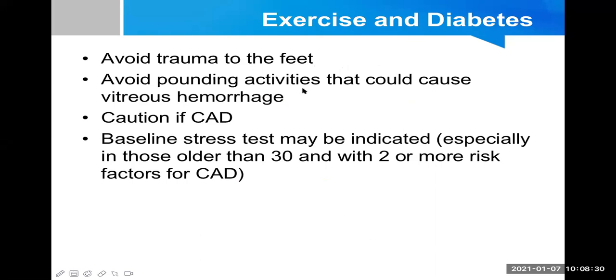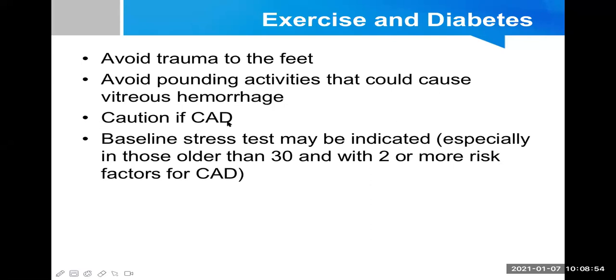Avoid pounding type of activity that could cause vitreous hemorrhage. Pounding activity is vigorous type of activity or vigorous type of exercise that is not allowed, because there is already a problem inside the eye, that is called diabetic retinopathy. So there is a small blood vessel growth, and those blood vessels may bleed anytime.